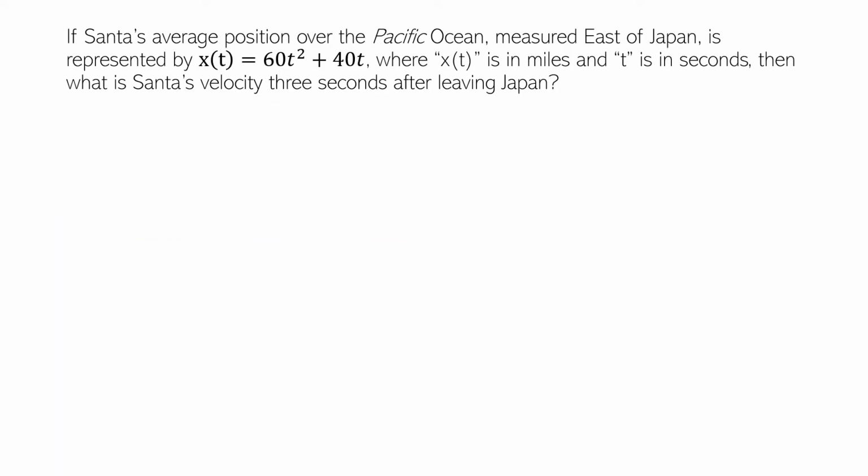Part B. If Santa's position over the Pacific Ocean, measured east of Japan, is represented by the function x of t equals 60t squared plus 40t, where x of t is in miles and t is in seconds, then what is Santa's velocity 3 seconds after leaving Japan? So here we're not talking about the Atlantic Ocean, so we can't use the table from the previous problem. However, we are given an equation for position over the Pacific Ocean, which reads 60t squared plus 40t.